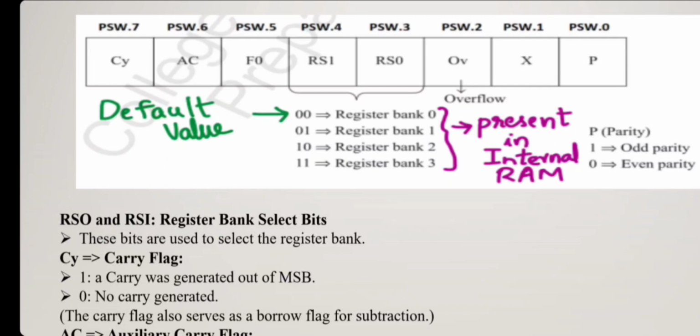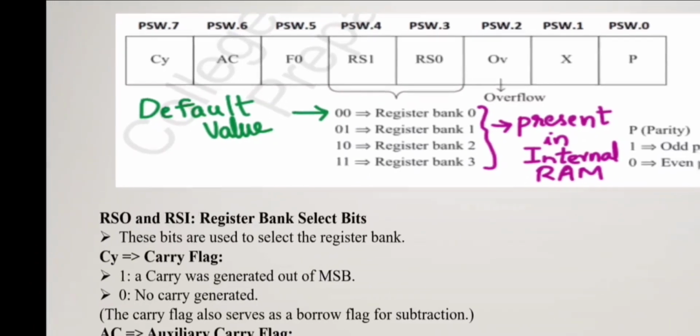Okay. So this is the register area. If it is 00, we take register bank 0. If it is 01, the register bank will be 1. If it is 10, we choose register bank 2. If it is 11, we choose register bank 3. So RS1 and RS0 are used for selecting the register bank of the internal RAM. The default value of the register bank selection is 00.